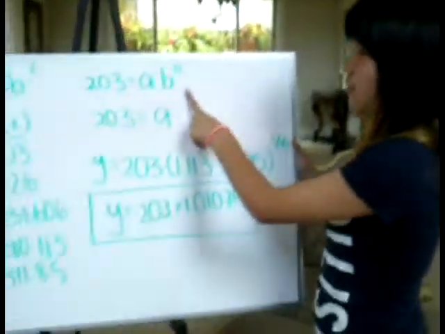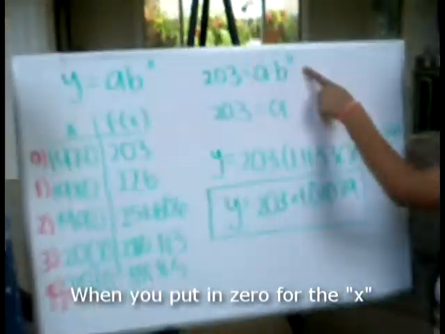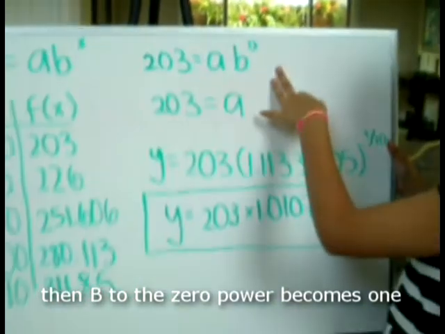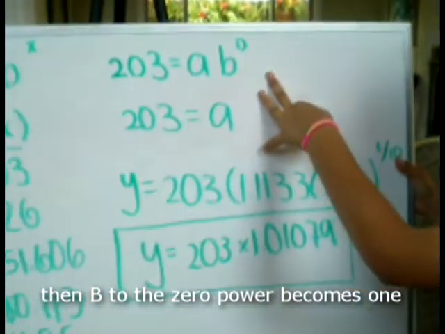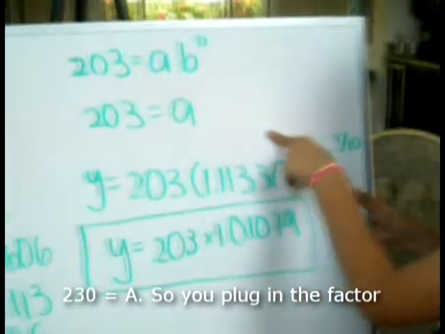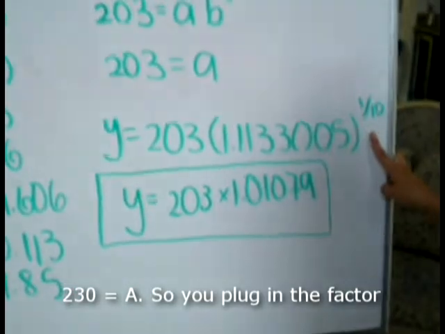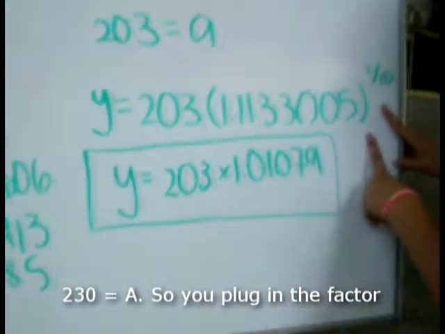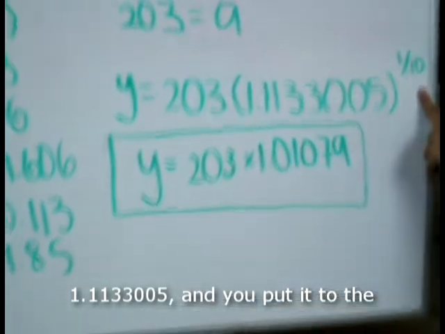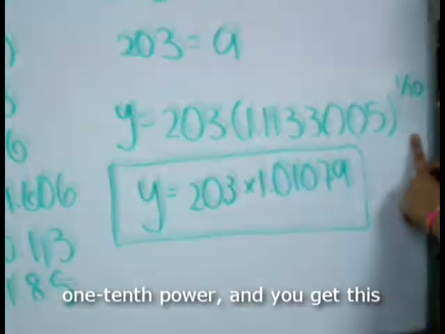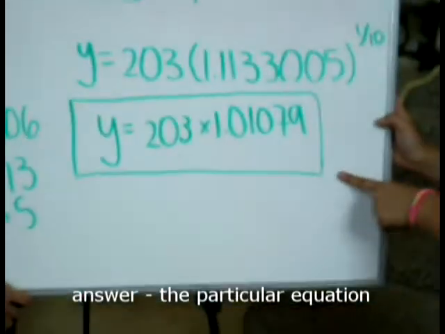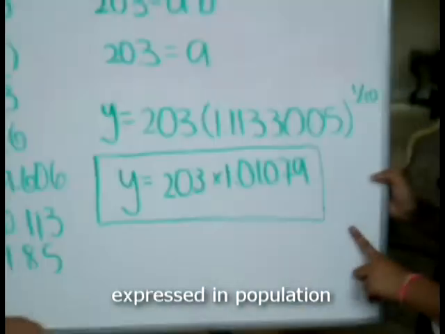So when you plug in the 0 for the x, then b to the 0th power becomes 1. So it goes away. So you're left with 203 equals a. So you plug in the factor 1.1133005, and you put it to the 1/10th power, and you get this answer, the particular equation expressing population.